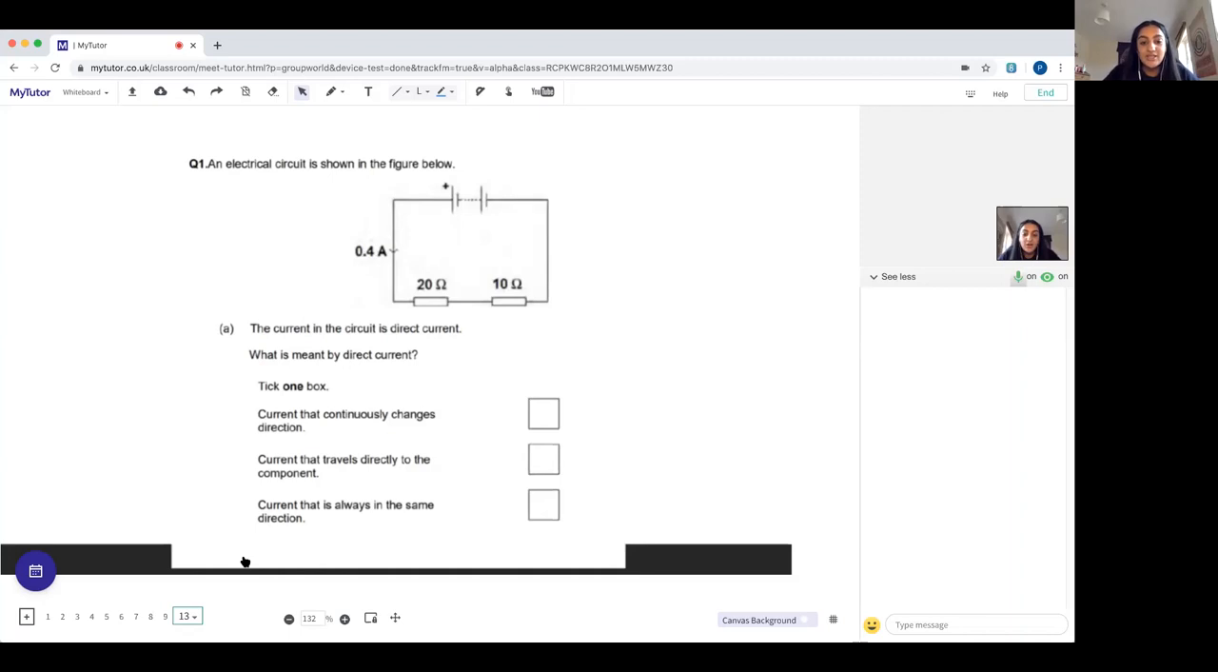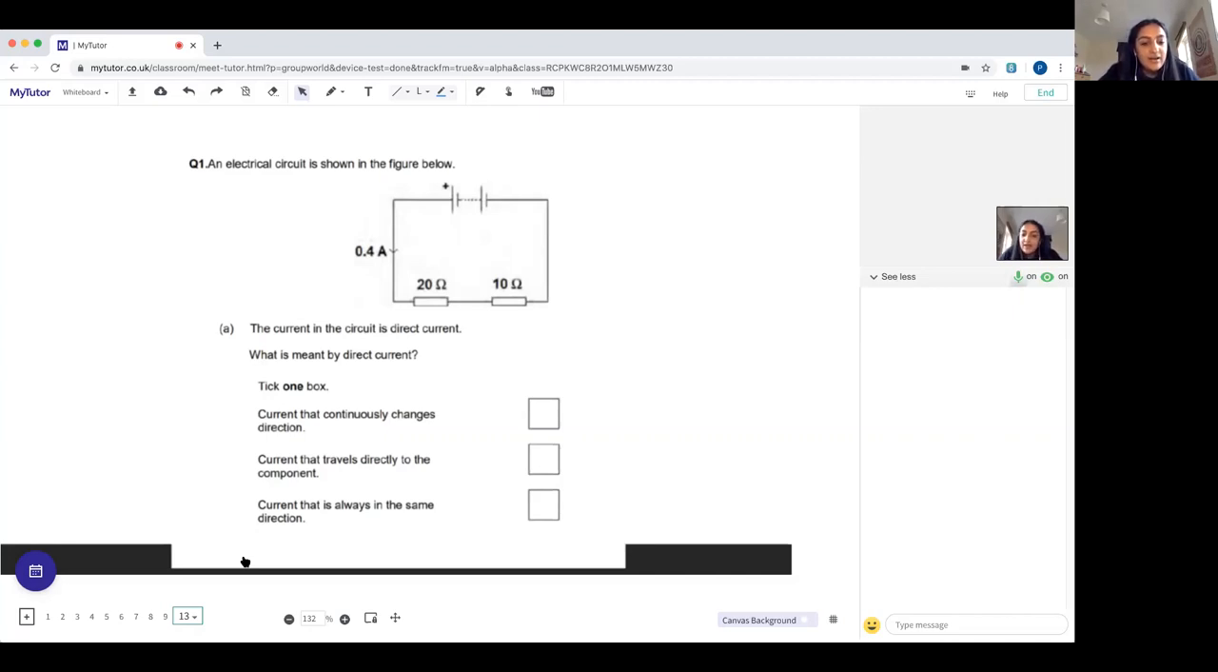Current that continuously changes direction is a different type of current, and it's called AC current. You don't need to worry about it. We don't need to cover it. It's not in your exam board, but that would not be the correct answer. You might have heard of AC and DC. Here we're talking about DC, which is direct current. AC is alternating current, and that would be the first box, current that continuously changes direction.